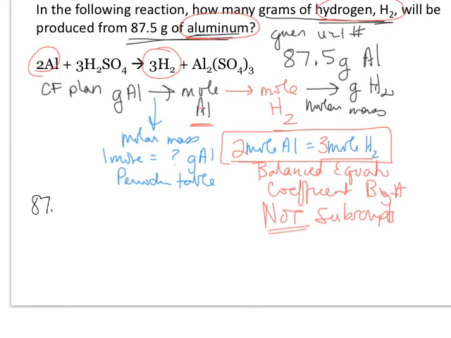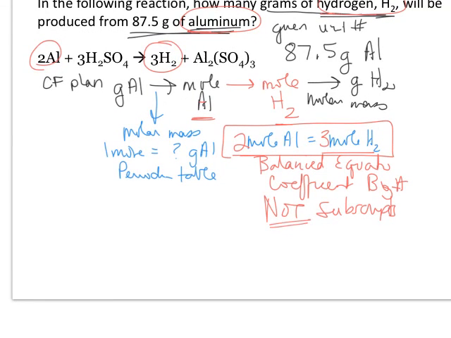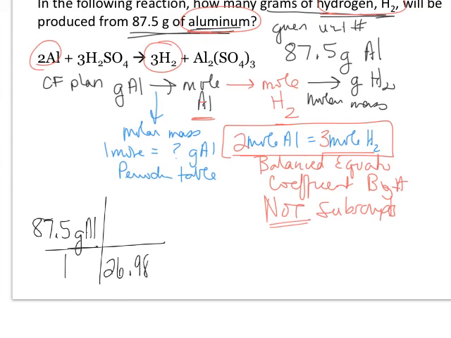So 87.5 grams of aluminum over 1. I think I need more space. Let's go down here a little bit further. 87.5 grams of aluminum over 1. And then I'm going to look at the molar mass on the periodic table, and I see 26.98 grams of aluminum for 1 mole of aluminum.